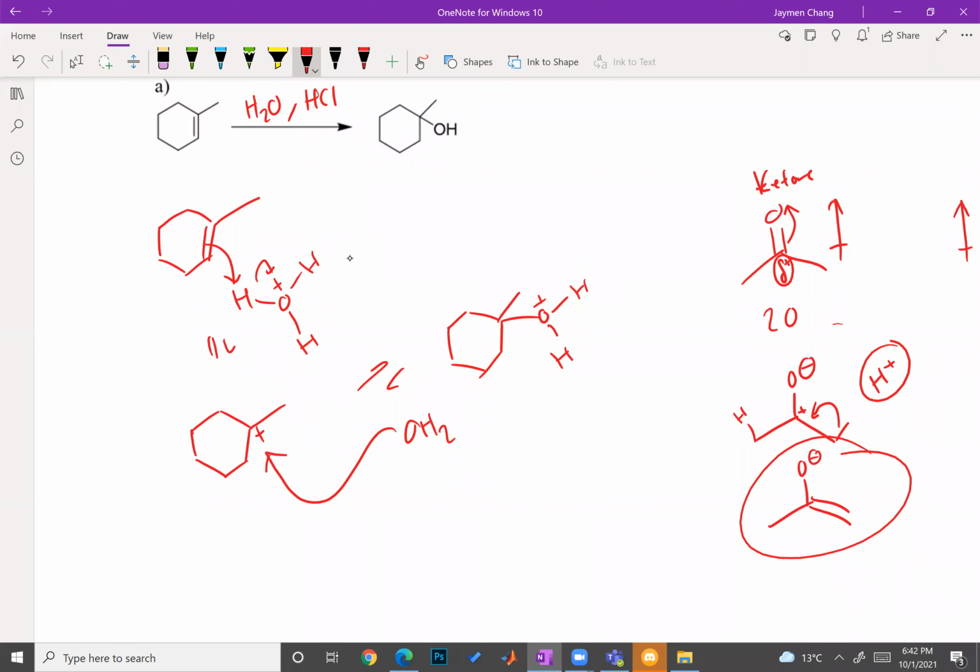And what we can do is we can take a base, so H2O, to come in and take this off. And then we get this species, which is going to be our final product. In this case, you might be wondering why they haven't included stereochemistry. The reason is because this is actually achiral. There's going to be a mirror plane down it, and that means it's going to be a meso compound, which has no chirality.